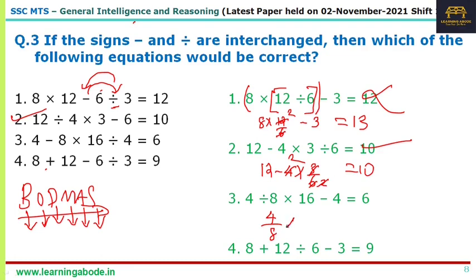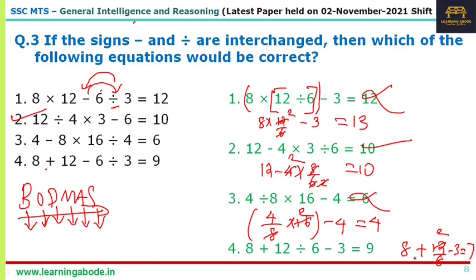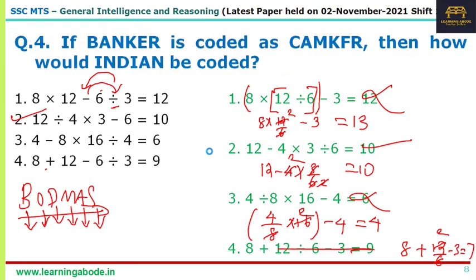So 4 by 8 into 16 minus 4, right? In the priority, 16 by 8 is 2, so 4 into 2 is 8, 8 minus 4 is 4. What is given is 6, so option 3 is ruled out. The last one, right? 8 plus 12 by 6 minus 3. Now this is 2, so what I have is 7, right? What is given here is 9, so option 4 is also ruled out. So the answer is option 2 for the third question.